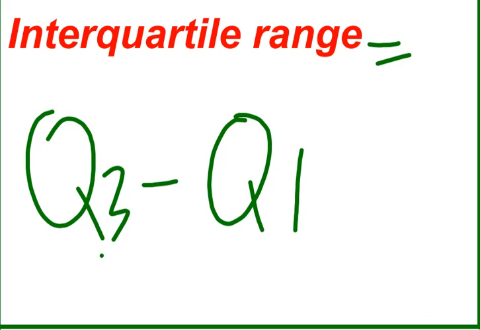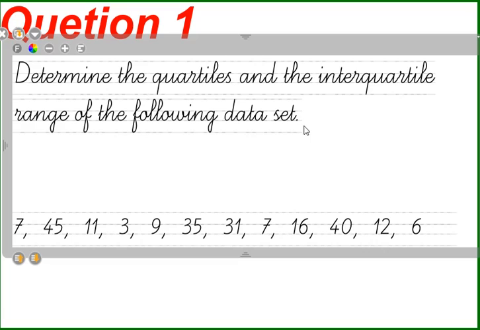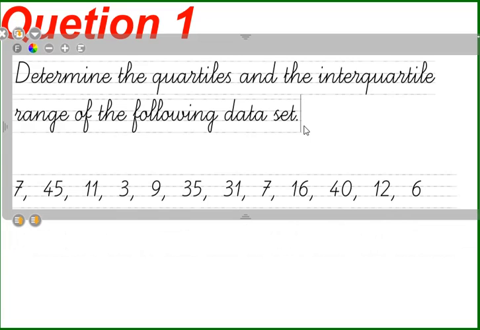And so let's go into questions to better understand these concepts. For our first question, we have: determine the quartiles. We have 3 quartiles, so we need to determine Q1, Q2, and Q3, and the interquartile range of the following data set. We are given this data set, and we can see that it's not ordered in ascending order, meaning from the smallest number to the largest number. So let's quickly order our numbers.